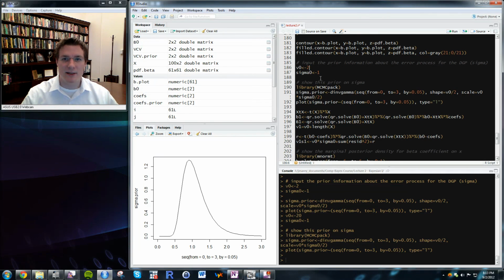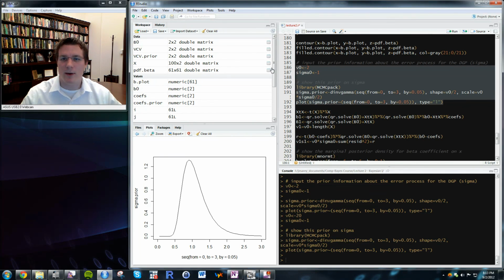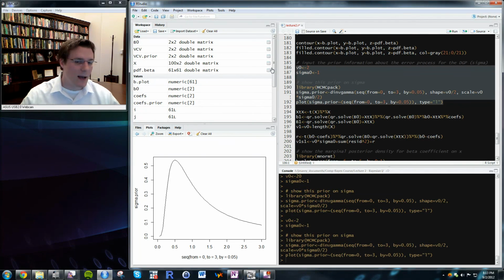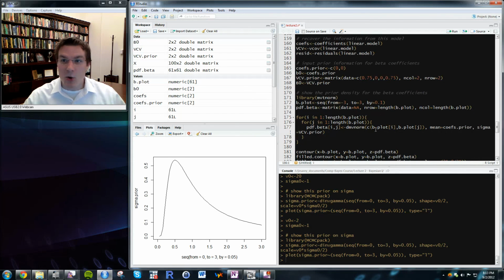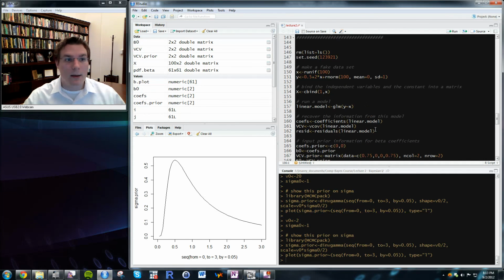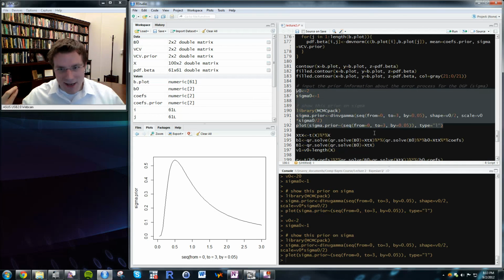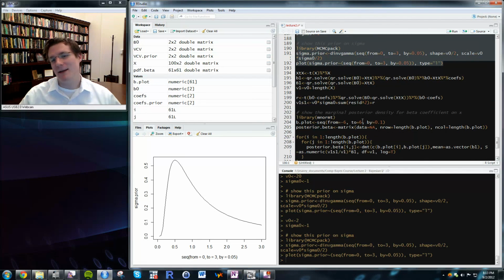Remember, V0 is sort of the number of trials I run, or the number of data points, quote unquote, in my prior. I'm going to leave this fairly diffuse because I don't have any strong convictions about the level of error in this data generating process. In fact, because I created it, I know that it's 1, but I wouldn't have known that if I hadn't specified the data generating process in advance.